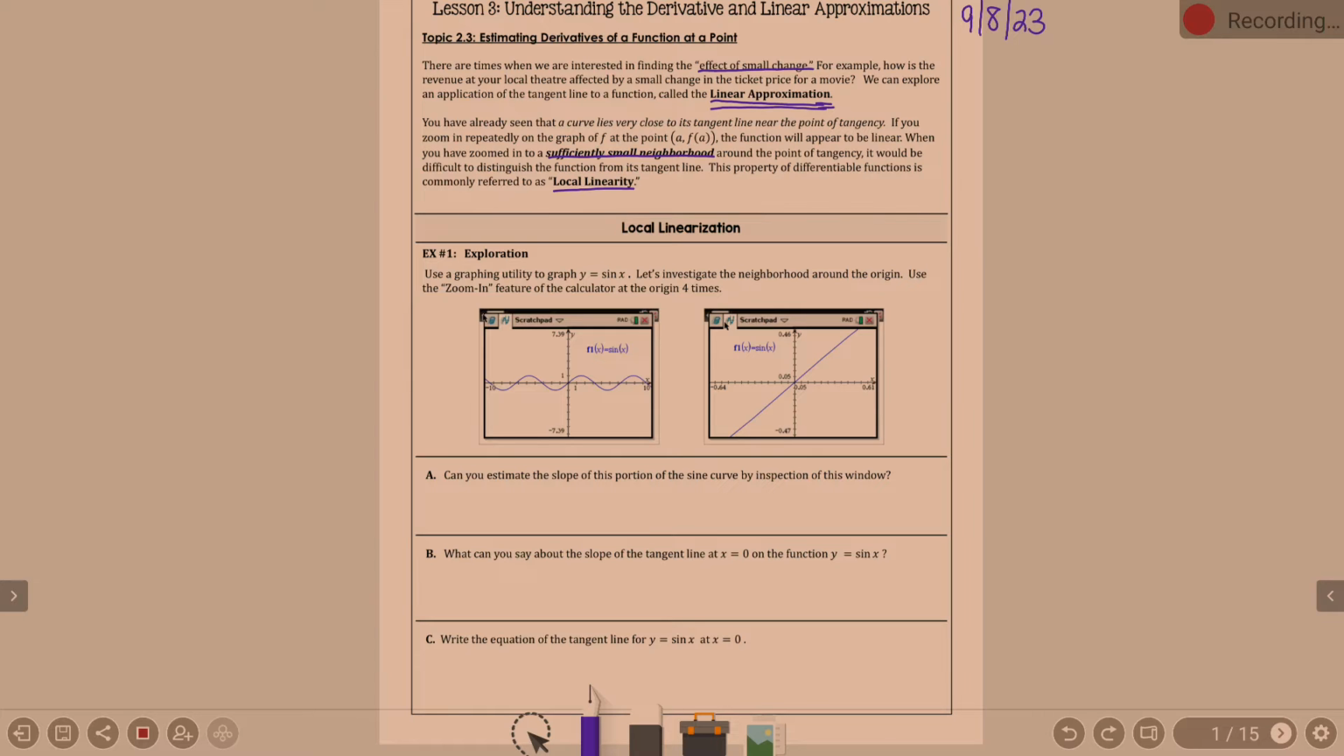Okay, so there's my calculator, right? You guys have y equals sine x graphed. Use the zoom in feature of the calculator at the origin 4 times. So the idea here is if I zoom in, now remember when you hit zoom in, it doesn't zoom in until you hit enter an extra time. Because right now it's wanting to know, okay, what's the centering of where you want to zoom in. There I'm zoomed in. So it looks like a sine curve, right? Zoom in again.